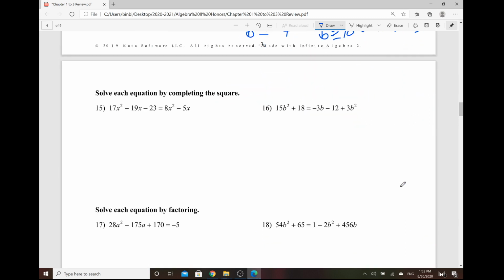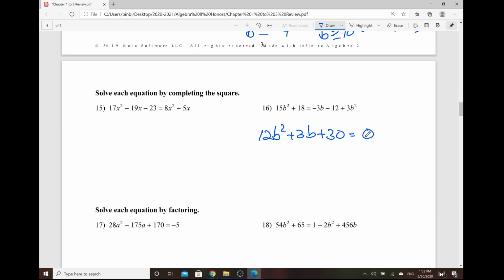And now for number 16. You want to solve the equation by completing the square. This one is quite similar to the one I showed you before. Before you complete the square, you want to bring everything together to one side. So 15b squared minus 3b squared, we have 12b squared. And then negative 3b, take that from the right-hand side to the left-hand side, so we have plus 3b. And then 18 plus 12, then we have 30.